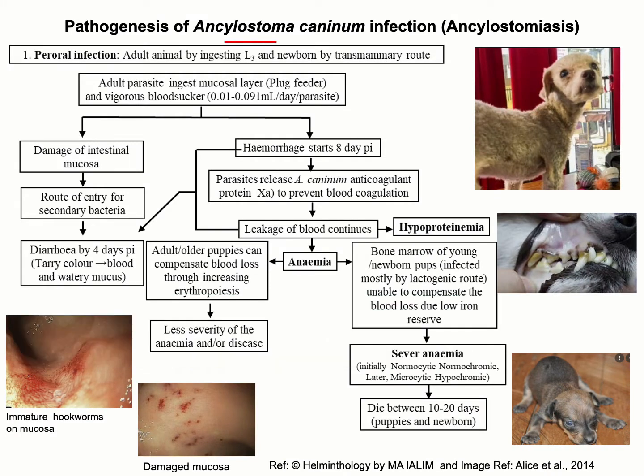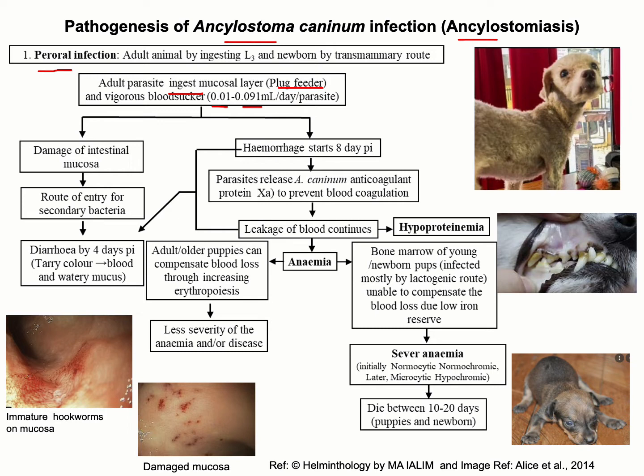Pathogenesis of Ancylostoma caninum infection, or Ancylostomiasis. First, I would like to highlight what happens when a dog is infected via the percutaneous or peroral route of infection. The adult parasite ingests the mucosal layer, so it is also known as a plug feeder, and this parasite is also a voracious blood sucker. A parasite can suck 0.01 to 0.09 ml of blood per day.